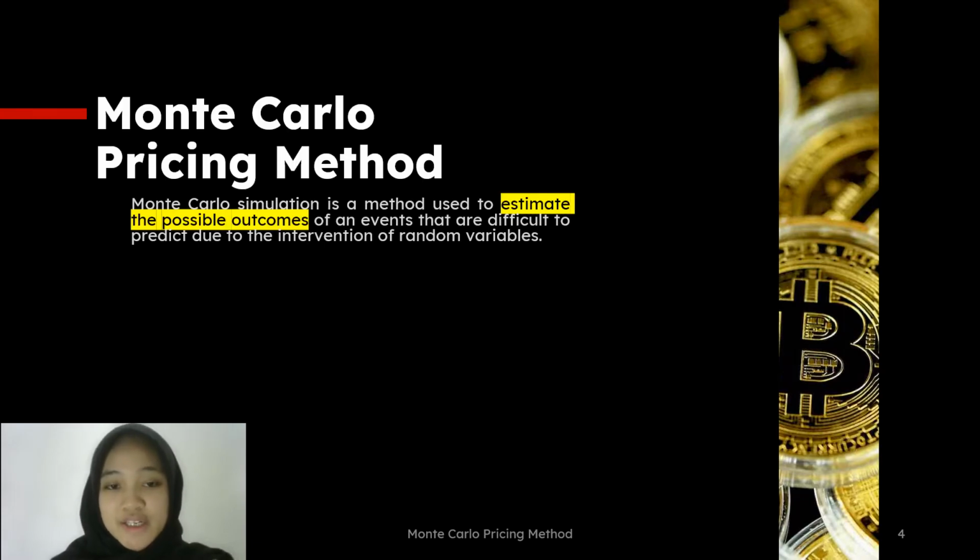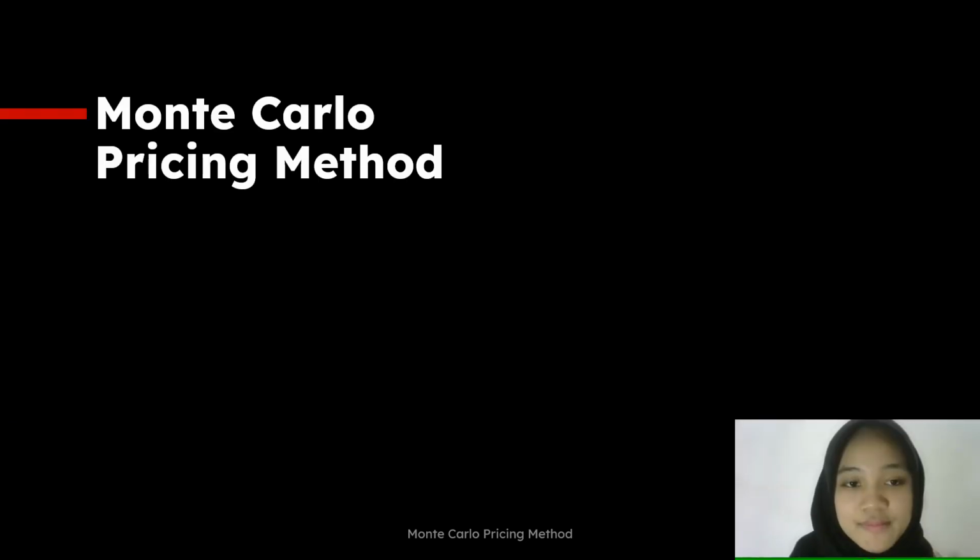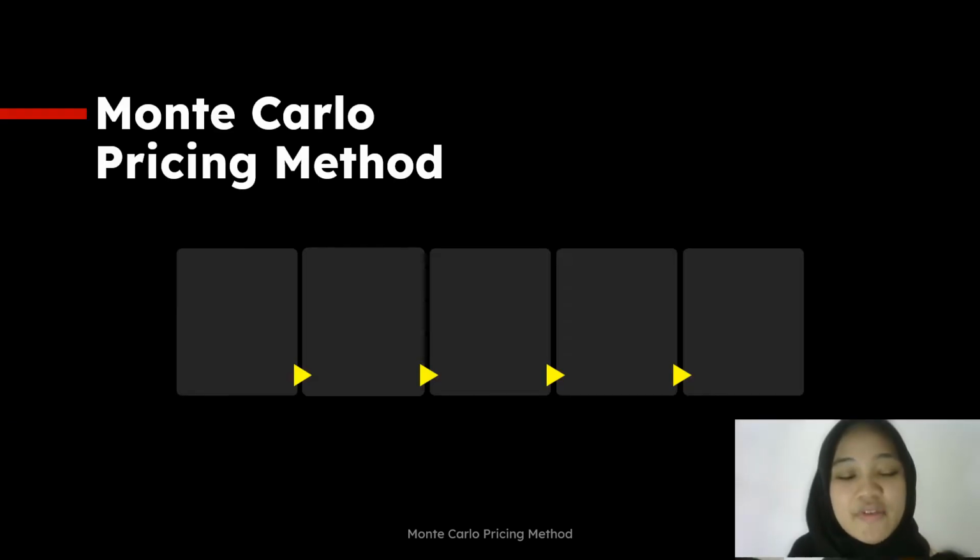Monte Carlo simulation is a method used to estimate the possible outcomes of events that are difficult to predict due to the intervention of random variables. The simulation is a versatile model for pricing exotic derivatives for which a closed-form analytic solution does not exist. This graph presents the fundamental concept of look-back option pricing.